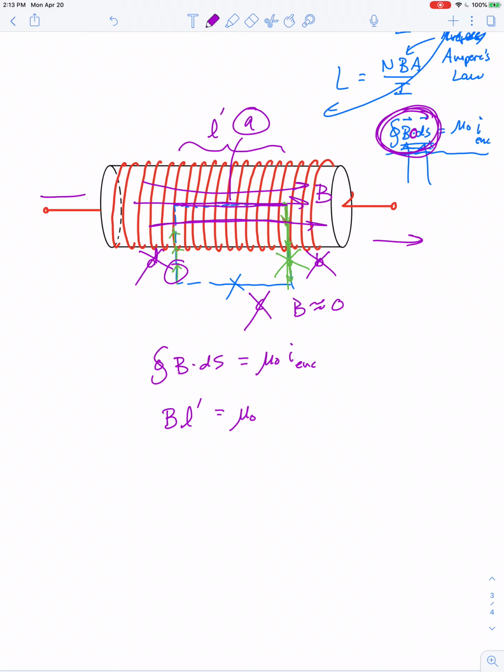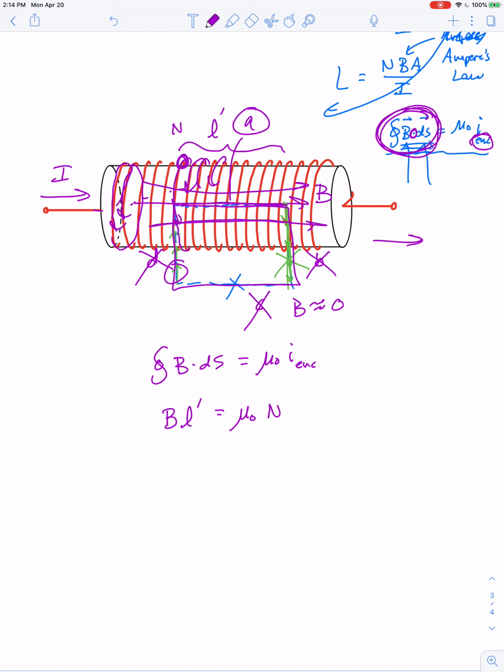Now, if we say the current flowing in this wire is capital I, then on this first winding, that current doesn't pass through my Amperian loop. And on the second winding, it doesn't pass through. But by the time I get to this loop of wire right here, now the current is just starting to go into my Amperian loop. In other words, my Amperian loop is now enclosing that current. And then it wraps around and passes back through it again and again and again. So there's some number of windings that I'll call capital N.